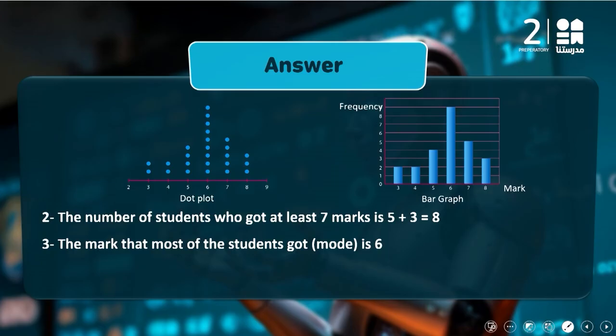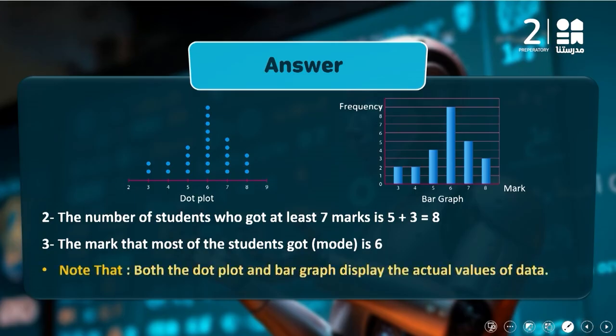The mark that most of the students got, we can say that is the mode. Again, the mark that most of the students got is the mode. What is the most common mark the students got? Number 6. So 6 is the mark most students got, and this 6 is called the mode. But note that both the dot plot and the bar graph display the actual values of the data, while histograms don't represent the actual values of the data.